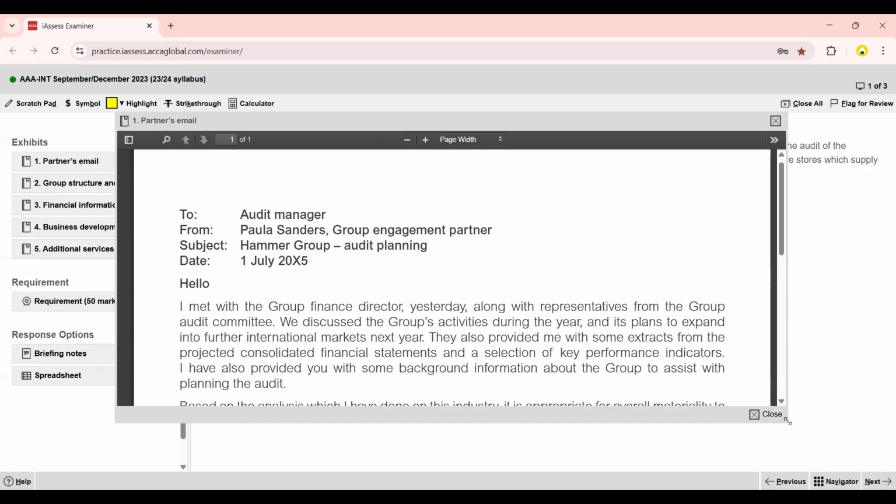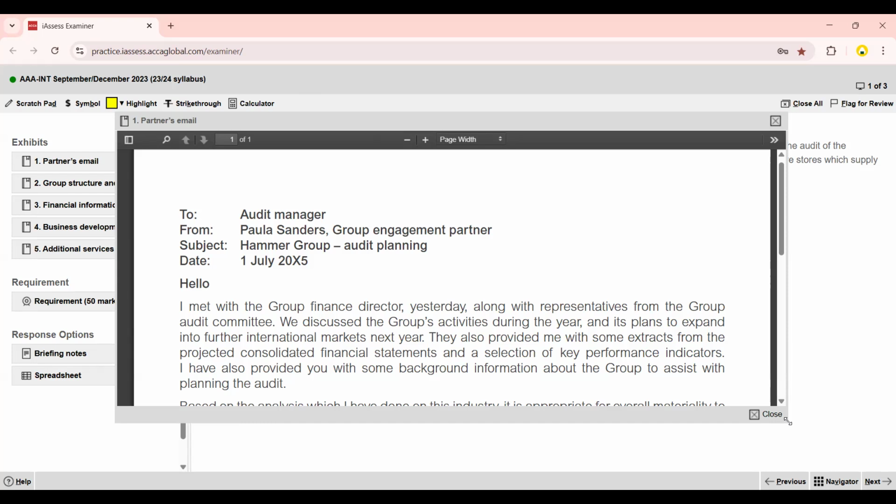But once we write our answer, of course we will have to write a briefing note to the engagement partner. So in that case, from becomes to and to becomes from. To audit manager, from Paula Sanders, Group Engagement Partner. Subject: Hammer Group Audit Planning. Date: 1st July 2005.